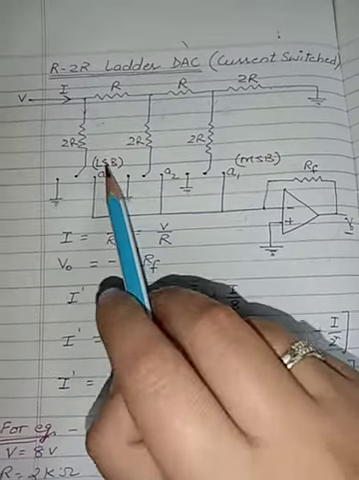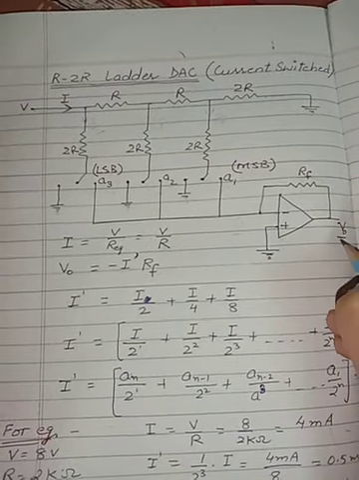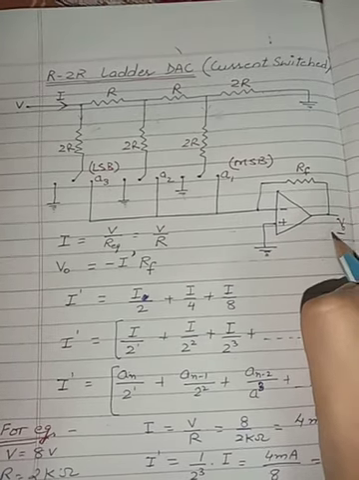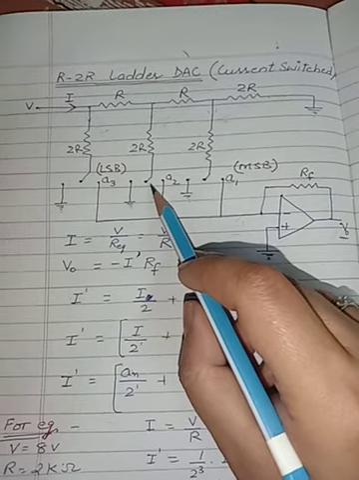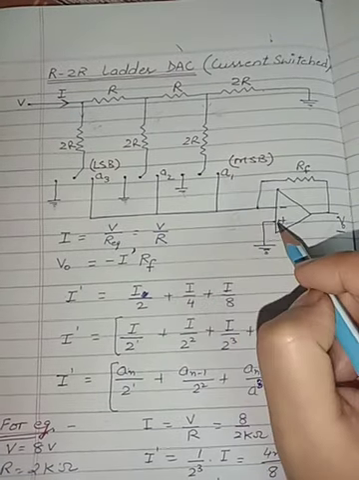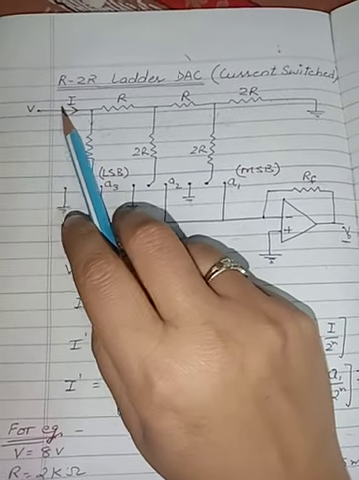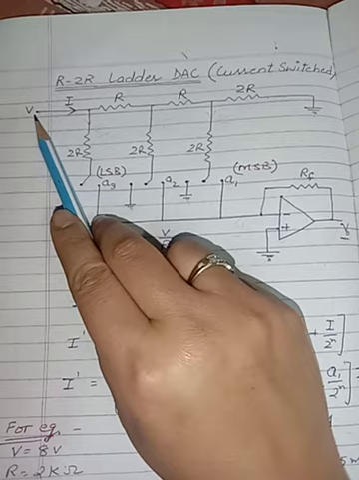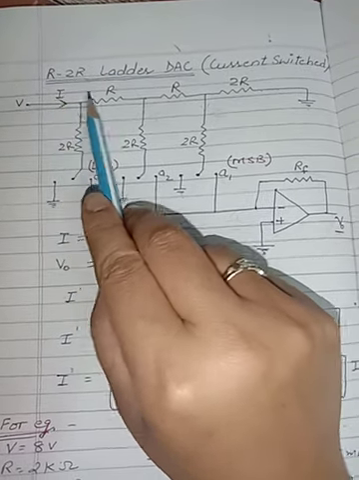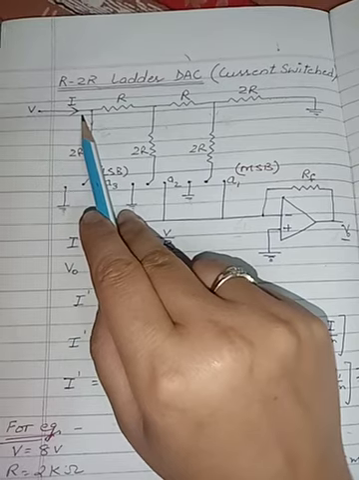For this particular circuit, the output voltage we find will correspond to the digital input provided over here. To find this voltage, first of all we will consider the input provided over here. Here this is the voltage being provided, and because this is a current switched network, this will be converted into current.